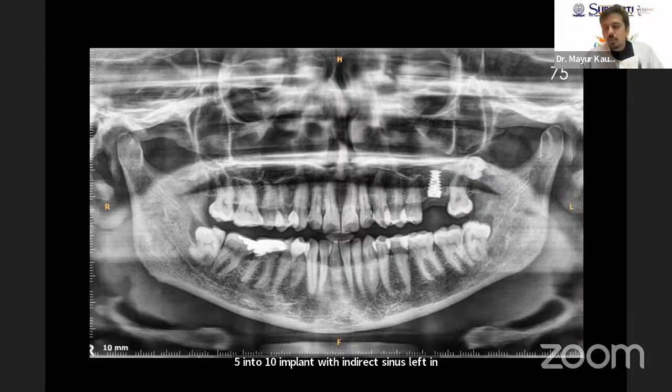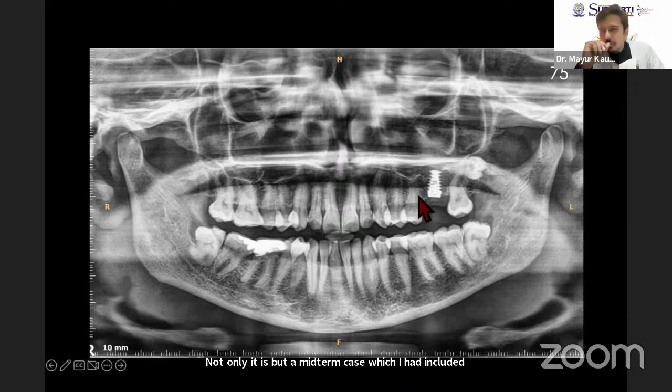And it has been more than 5 years. It is surviving easily. This was a midterm case which I had included. Okay, so just 3 cases total I have included. The remaining I have excluded, along with the theory.